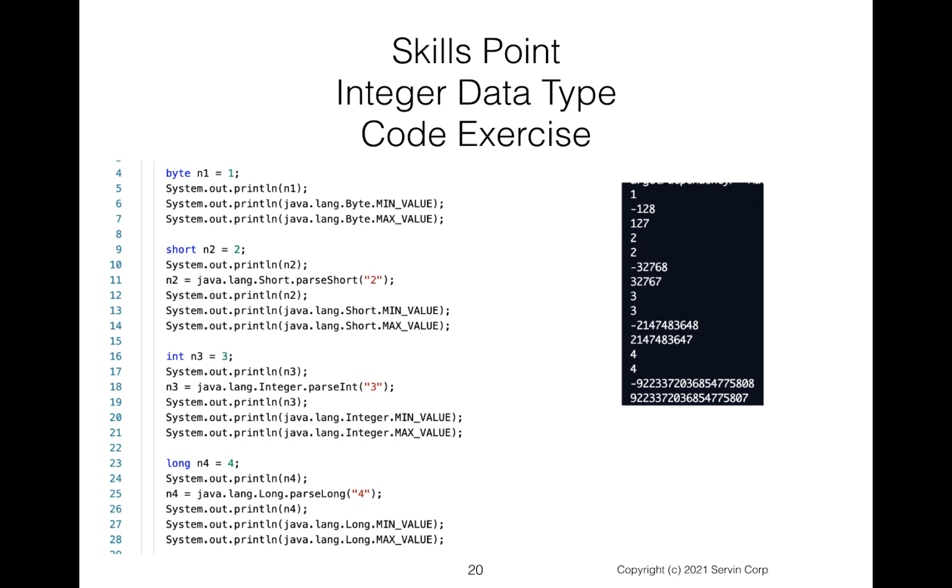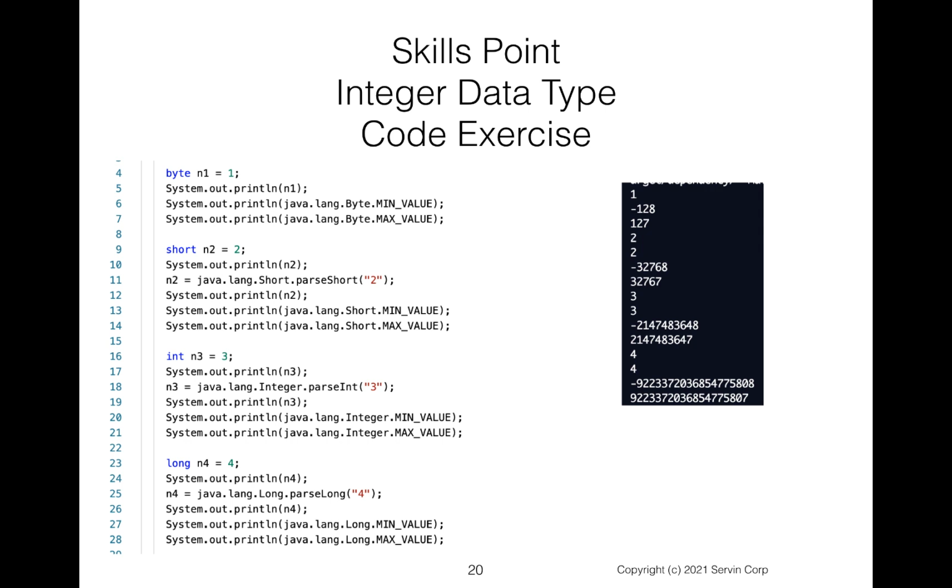As always, make sure you enter this and run it. First, notice at lines 6 and 7, they show the minimum and maximum value of the byte. And later on, basically the code takes each one. So at line number 9, we see we're doing a short. And at line number 11, notice I'm doing the parse of the short, actually parsing, in this case, 2. And at lines 13 and 14, you see I show the min and the max value.